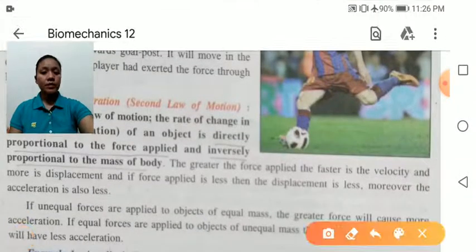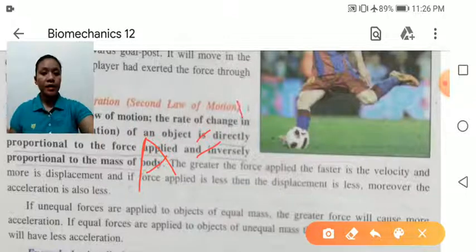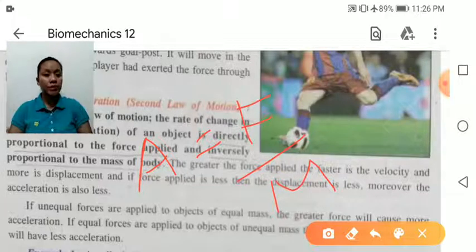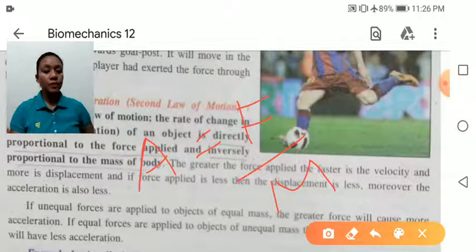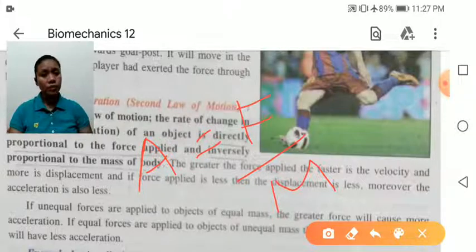Means in the second law of motion, acceleration is directly proportional to force and inversely proportional to mass. Okay, acceleration means motion is directly proportional to force and inversely proportional to mass. For example, a volleyball player pushes the ball slowly for a drop, or you can see in a shot put, a player who exerts more force.